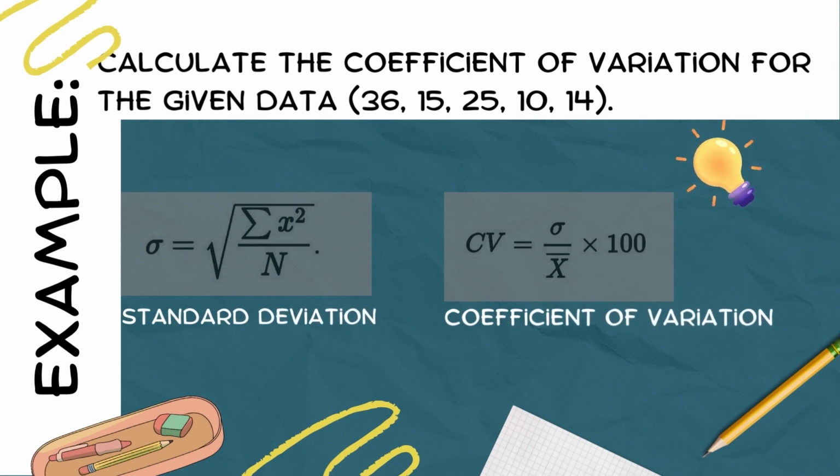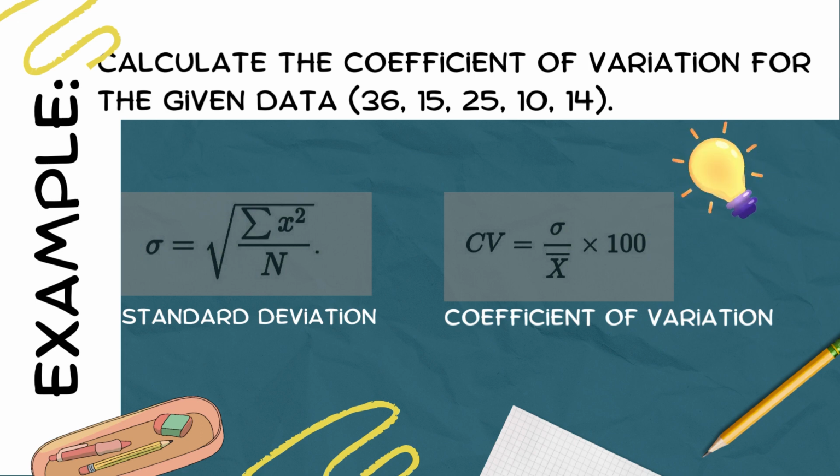Example number 1. Calculate the coefficient of variation for the given data 36, 15, 25, 10, and 14. So these are the formulas that we'll use to find what is needed in this problem. In this problem, we are given the data and we have to find the coefficient of variation.